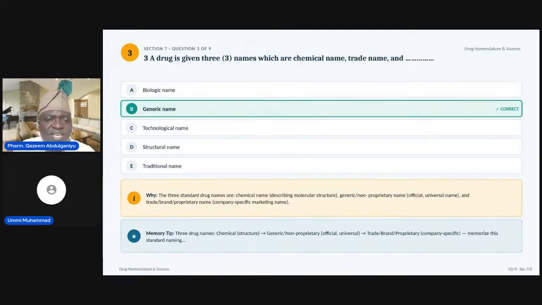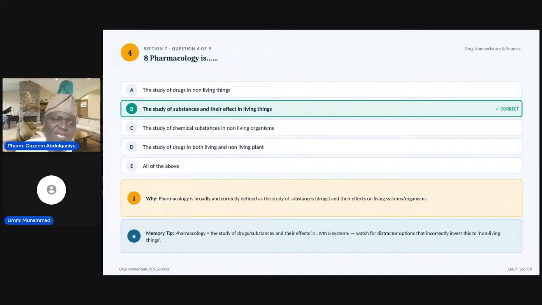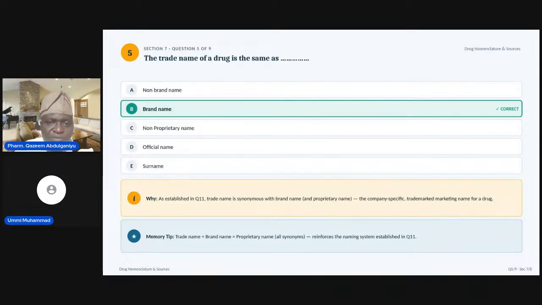A drug is given 3 names, which are chemical, trade name, and generic name. So that's it too. And this time it's pharmacology that we're even talking about, the study of substances and their effect in living things. That's pharmacology. Trade name of a drug is the same as the brand name.